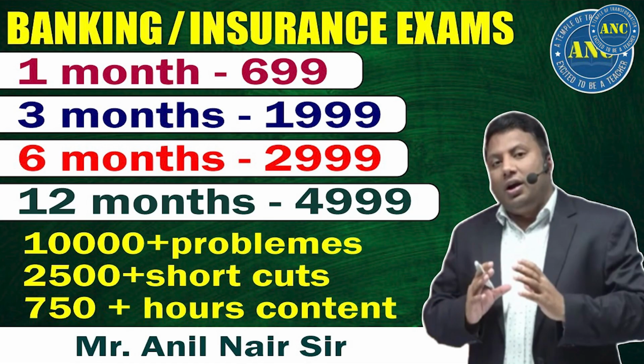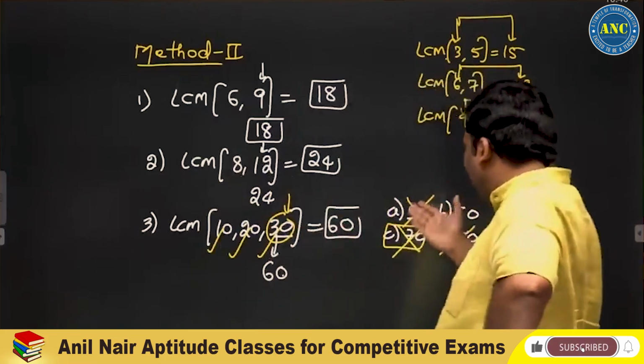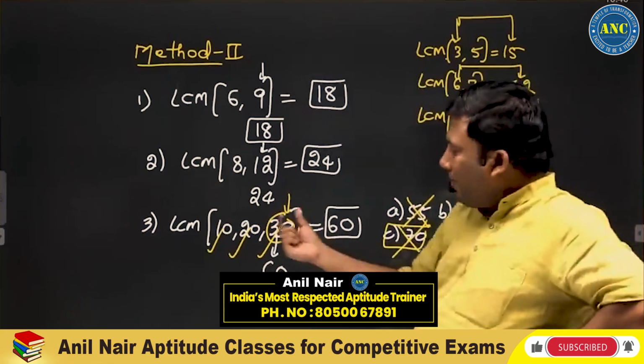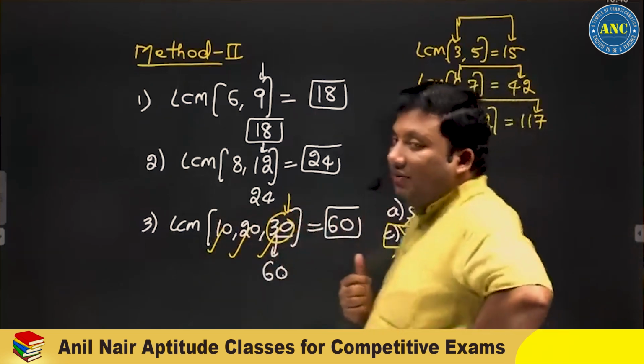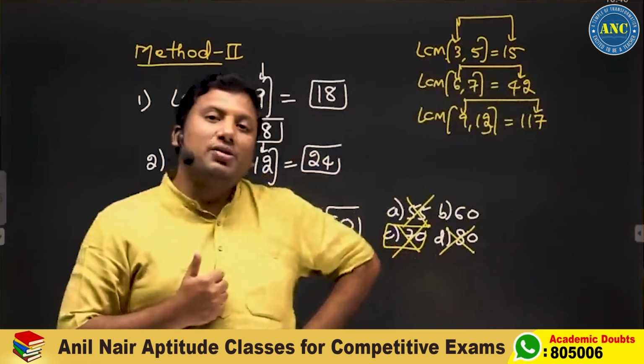Again, I am saying, sir, why have I not taken 5? 5 will make almost all the answers true. Divisible by 5, divisible by 5, divisible by 5. The answer should be divisible by 5. All of them are divisible by 5.